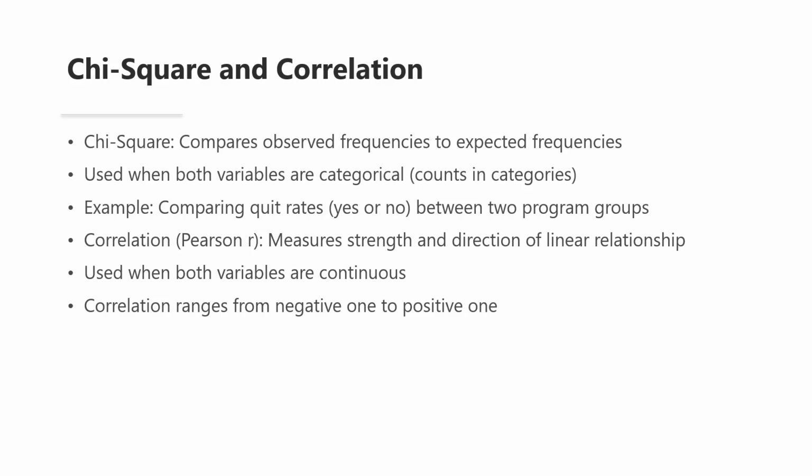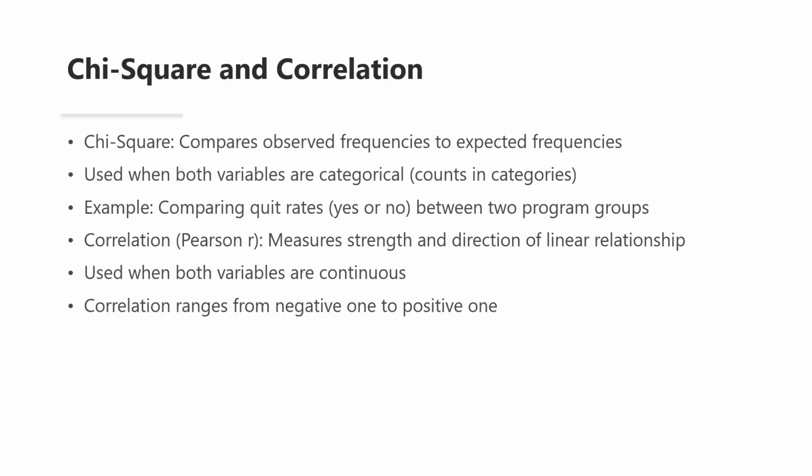Pearson correlation, symbolized as r, measures the strength and direction of the linear relationship between two continuous variables. Unlike the tests we discussed earlier, correlation does not compare groups. Instead, it examines whether two variables move together. The correlation coefficient ranges from -1 to +1.